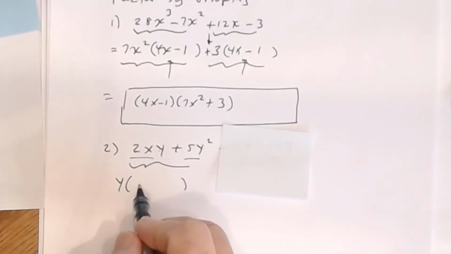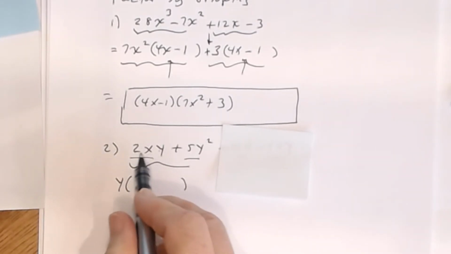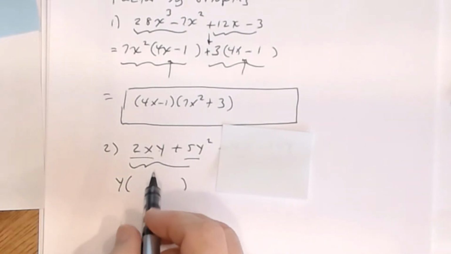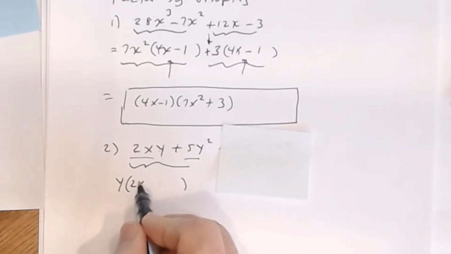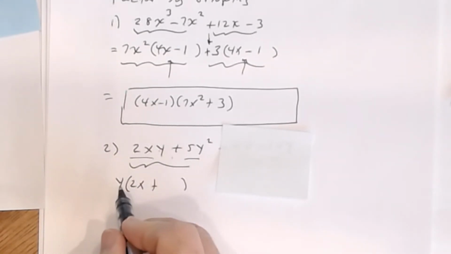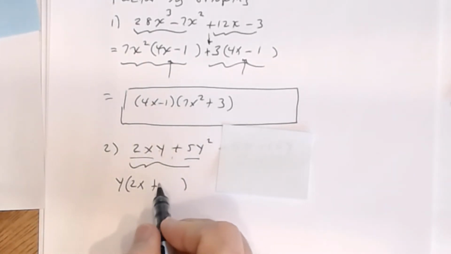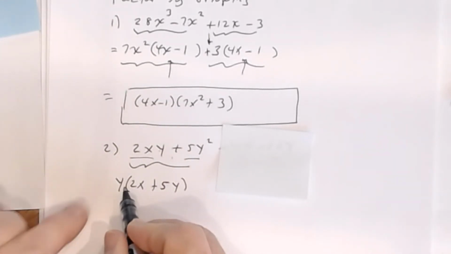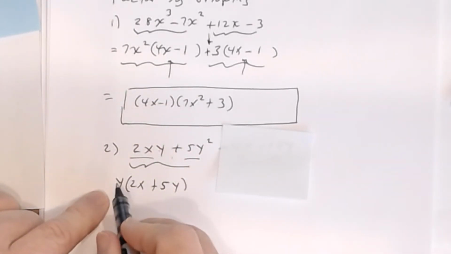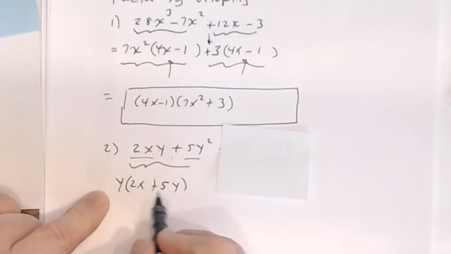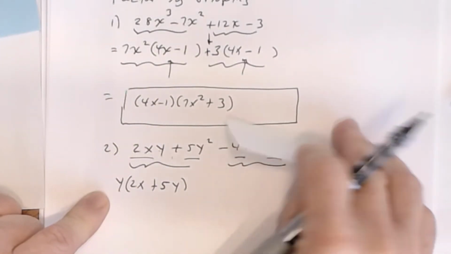So y times, remember the distributive property, y times something is going to give me 2xy. So I'm taking out this y, and I'm left with 2x. So 2x goes here. Plus y times, I'm hoping you see this, 5y. So y times 5y is 5y squared. Remember, y times y is y squared. Okay? Now, be careful over here.